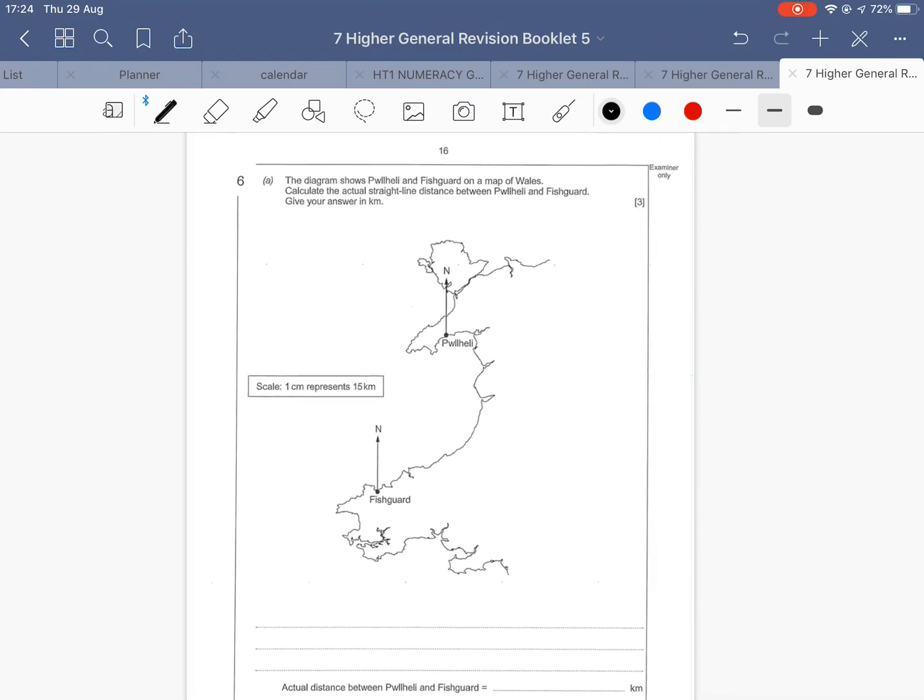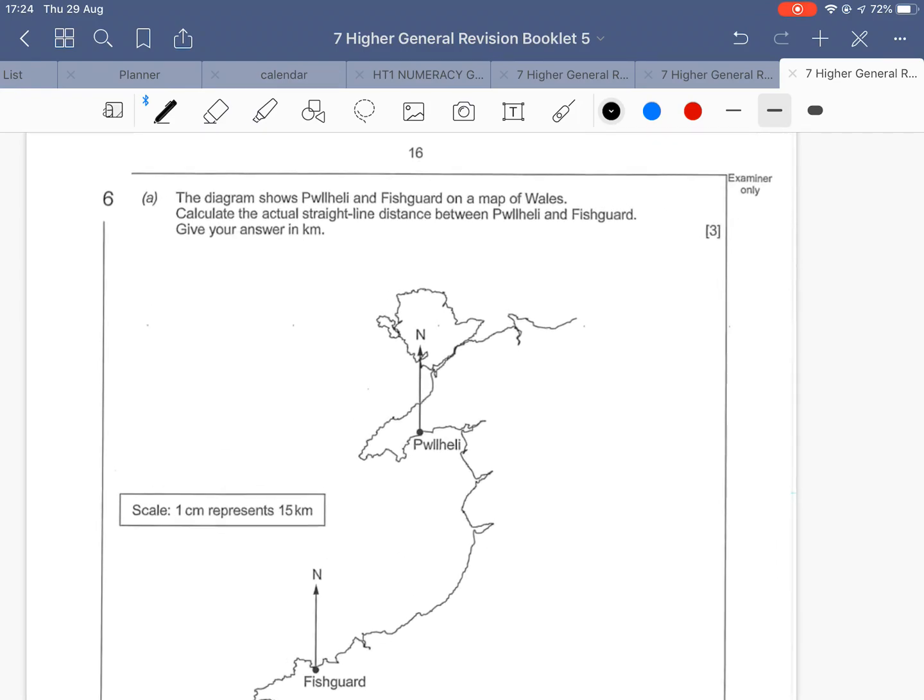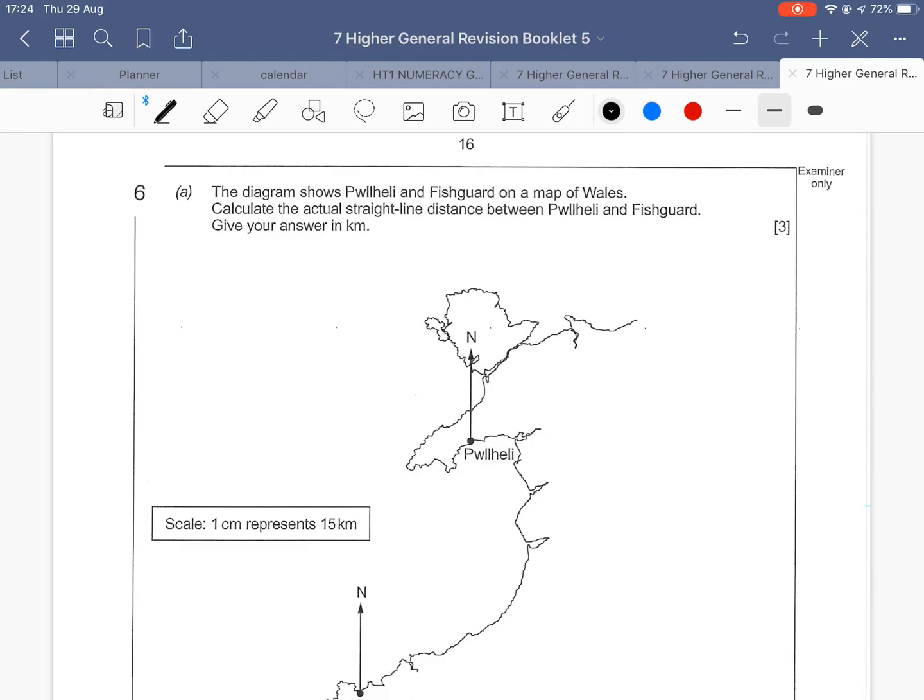Question. Oh, this is going to be angles because I can't use a protractor. I mean, I can use a protractor. I can't use one on an iPad.